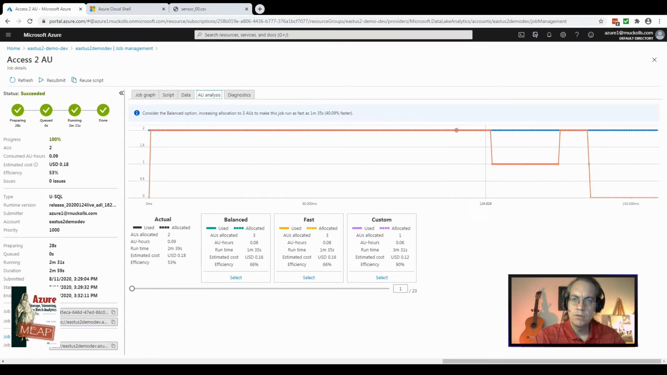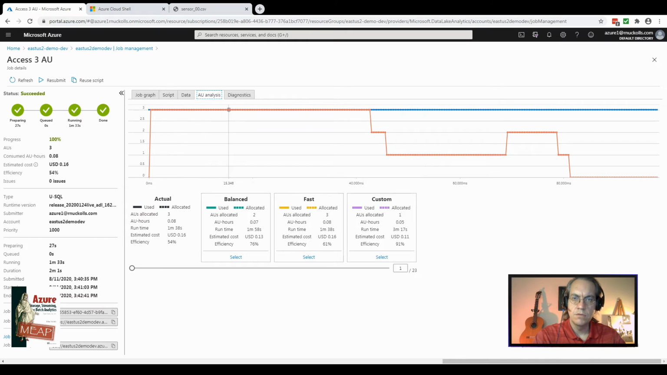This means that this job was not 100% efficient because it couldn't use all of the allocated AUs for all of the time. And this is quite common. In fact, it's going to happen with most likely all of your scripts. Unless you're using a single AU for an extended period of time with a large amount of data, you're going to fall well short of 100% efficiency when running your jobs.